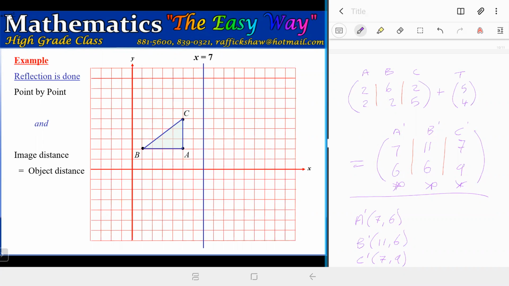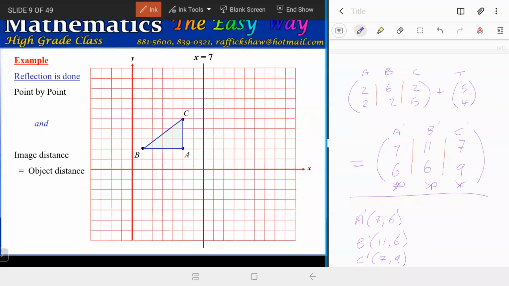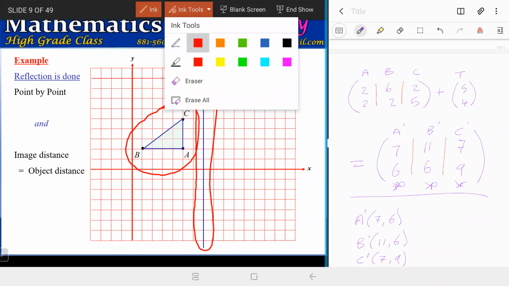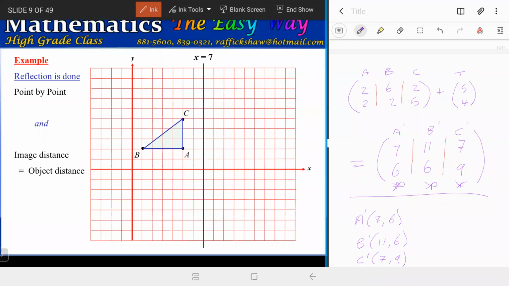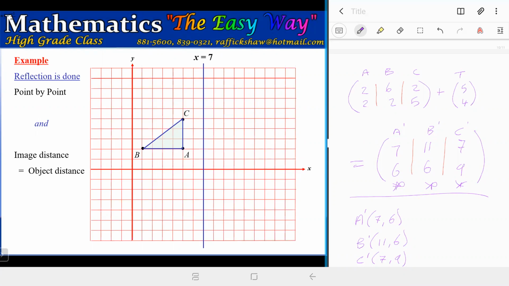And remember that it is object distance equals image distance, or the image distance is equal to the object distance. So let's say I'm going to transform this triangle. I'm going to do a reflection in the line x equals 7. So that's my mirror line. I'm going to do a reflection in the mirror line. Do it one point at a time. So do A first. The image of A is going right there. Image distance equals object distance.